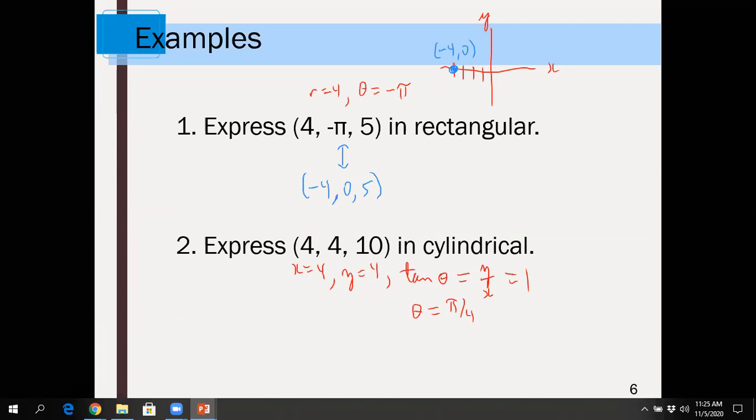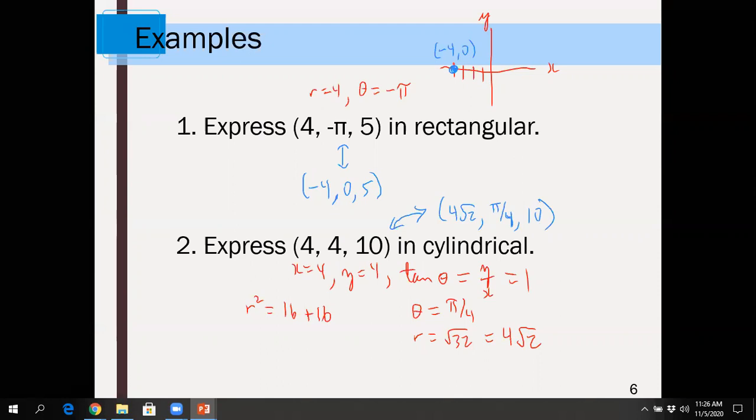Okay. Now, what about R? Well, R squared is equal to 16 plus 16, which means R is square root of 32, yeah? You could write square root of 32 as square root of 2 times square root of 16, which is 4 square root of 2, if you really wanted to be clever about things. So this guy right here corresponds to R equal to 4 square root of 2, theta equal to pi over 4, and Z is Z, yeah?